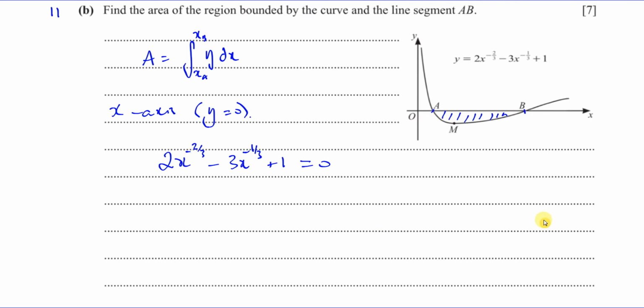crosses the x-axis. Now, what I can see here is that x to the power of negative 1/3, if I square it, I'm going to get x to the power of negative 2/3, because when you raise a number raised to a power to another power, you multiply the two powers. So x to the power of minus 1/3 to the power of 2 will be x to the power of minus 2/3.